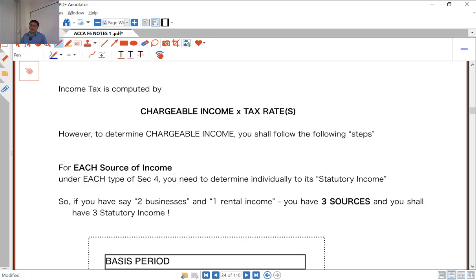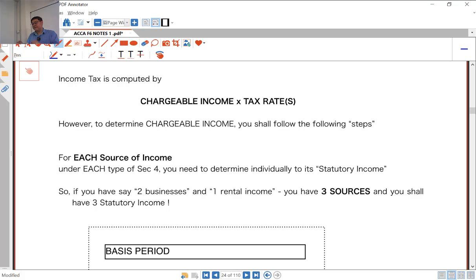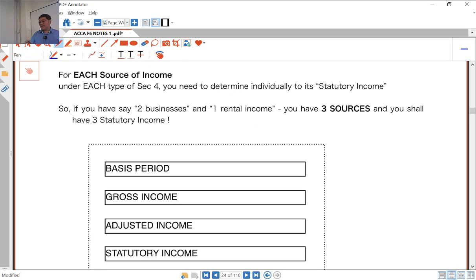Now, the law tells us that before you can come to the TaxCom to know how much tax you have to pay, you have to first find a figure called chargeable income. The income that is charged to tax is called chargeable income. Then you multiply with the tax rate. Okay? Now, how do you get chargeable income?